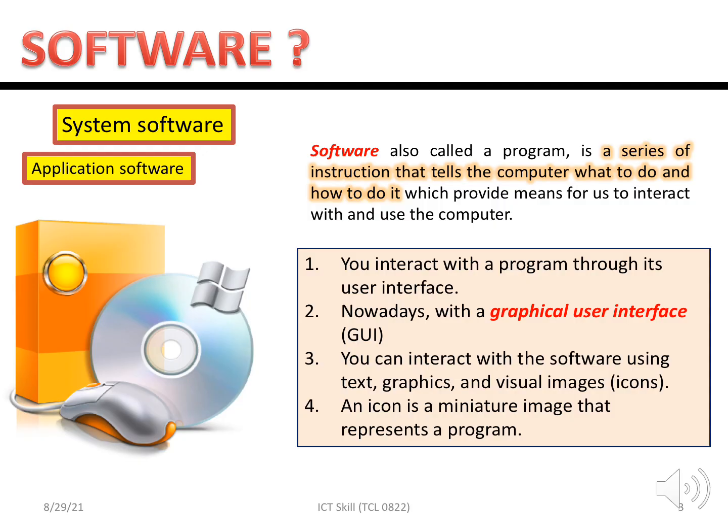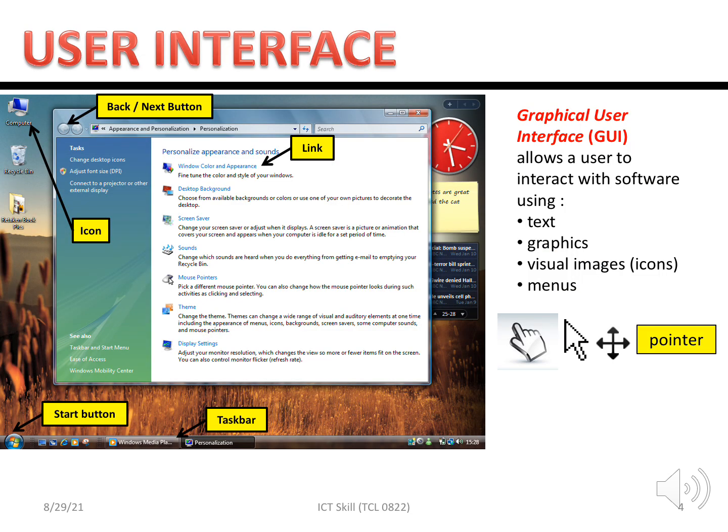Okay, so before that, what is a software? If you still remember, a software is a program, which is a series of instructions that tells the computer what to do and how to do it. And how we interact with the software, we use the user interface. Nowadays, most of the software have the graphic user interface. So what is the graphic user interface?